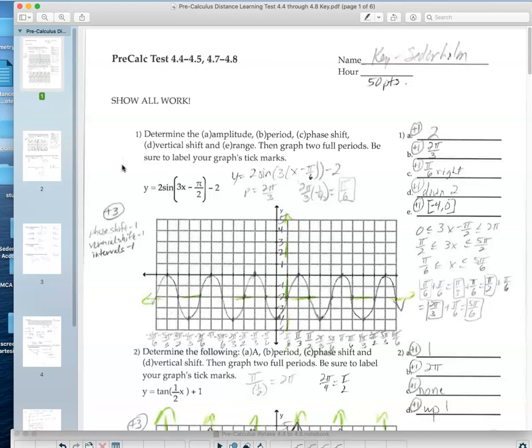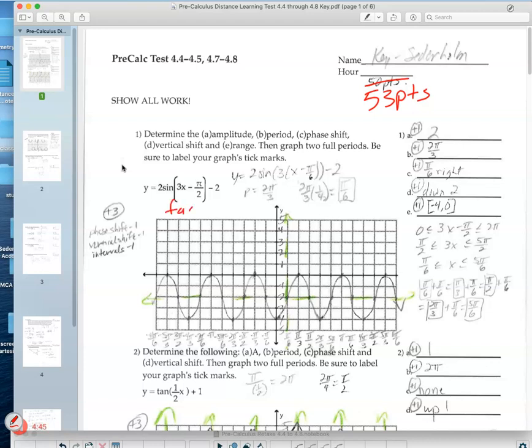And we actually had another problem that we added to this test, and I'll explain that later, and that made this out of 53 points. So for number 1, we have the amplitude, the period, the phase shift, the vertical shift, and the range. And I'm going to discuss with you the things that, if people missed, they were the most likely culprits.